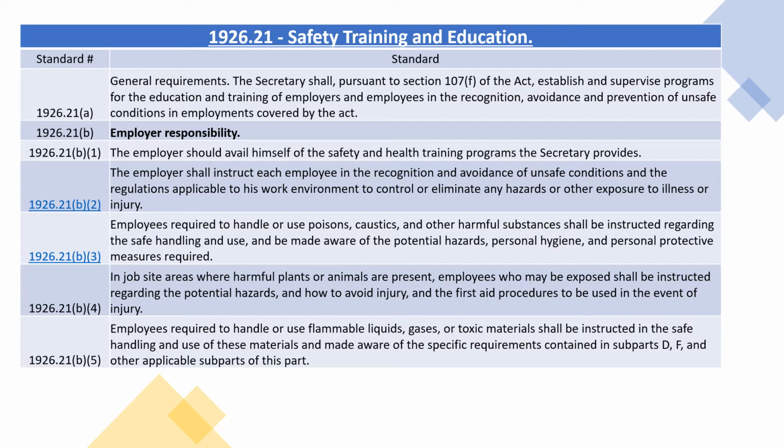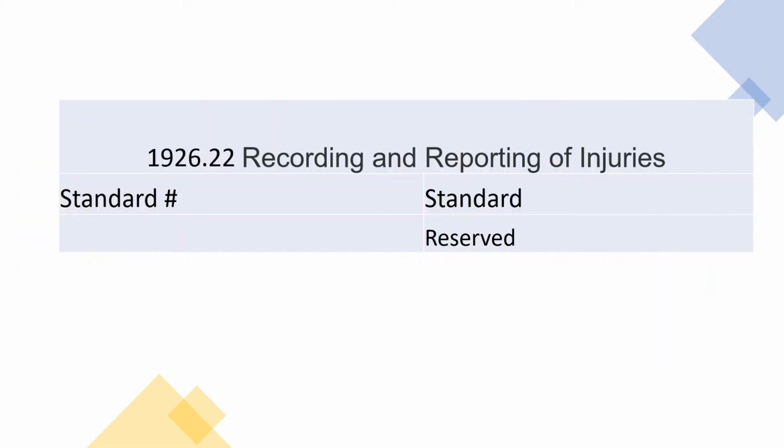1926.21(b)(5) Employees required to handle or use flammable liquids, gases, or toxic materials shall be instructed in the safe handling and use of these materials and made aware of the specific requirements contained in Subparts D, F, and other applicable subparts of this part. 1926.22 Recording and reporting of injuries is reserved.